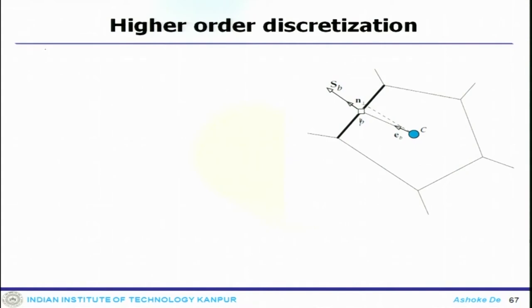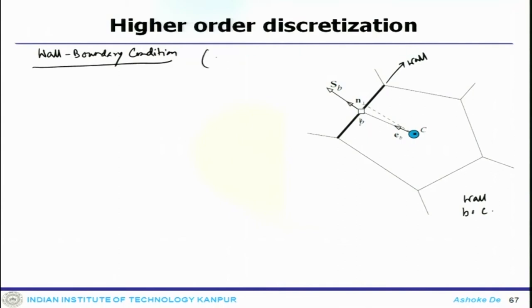The wall boundary condition is essentially at the solid wall. In a typical fluid flow problem, it is a no slip wall. This is the surface which is the wall. Again, this is the cell C, the interior cell, and this is the wall.